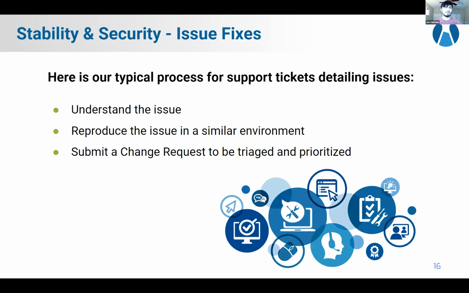Once we receive a ticket for an issue, our support process is to first confirm we understand the issue. So this is why we ask many questions on tickets to better understand what is happening. And once we have that understanding, we try to reproduce the issue in a similar environment, so that way it can be inspected by our development team, like I mentioned. Sometimes we're unable to reproduce the issues, so we'll circle back to the support ticket and ask additional questions to help us with that successful reproduction. But once we have it, we do pass it on via a change request to our triage team.